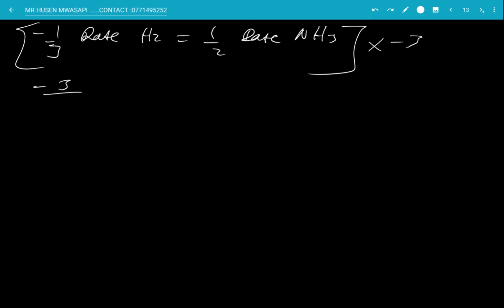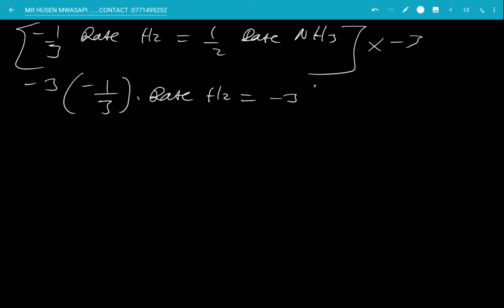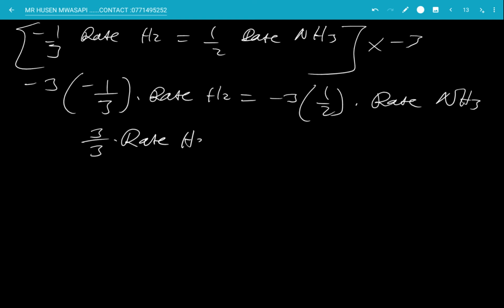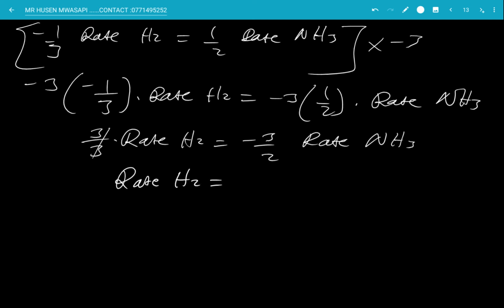Let me say we'll have negative 3 times negative 1 over 3 times the rate of H2 being equal to negative 3 times 1 over 2 times the rate of NH3. So negative 3 times negative 1 is positive 3 over 3 times the rate of H2 being equal to negative 3 over 2 the rate of ammonia, which is NH3. This cancels out and you end up having the rate of H2 being equal to minus 3 over 2 the rate of NH3.